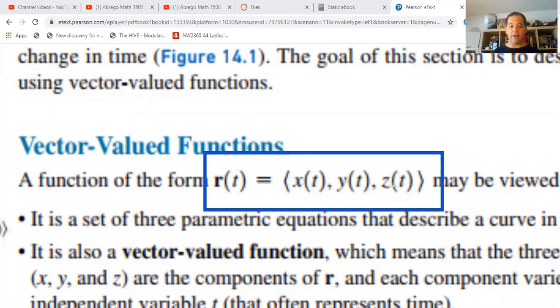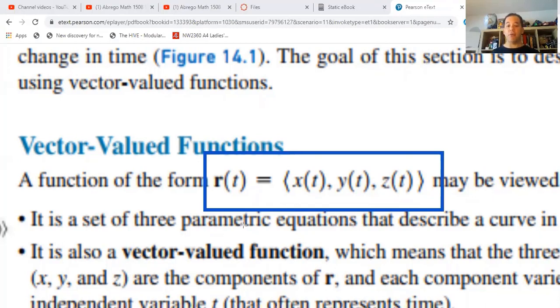And these three are functions of T, right? So as T changes, you have a different X, a different Y, and a different Z, and you're thinking about the vector whose head is at that particular point and whose tail is at the origin, right? That's the part that we were just talking about right now, okay? So that's going to be a vector valued function.